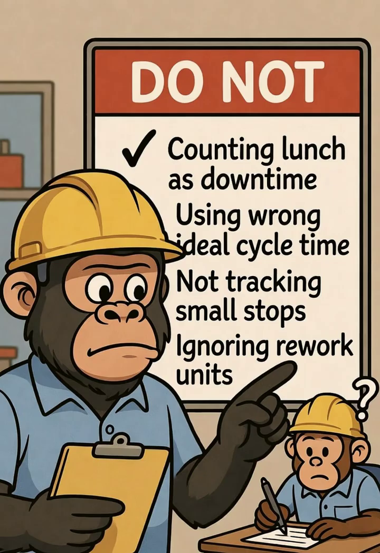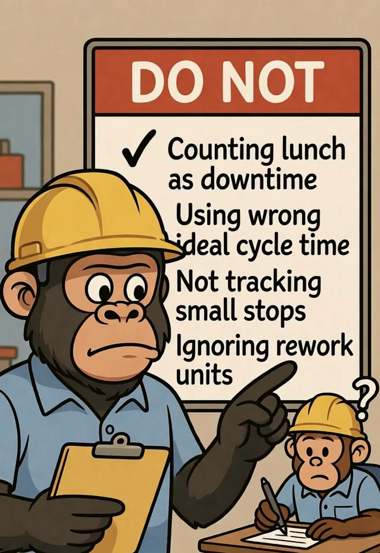Before we wrap up, let me tell you the most common mistakes people make when calculating OEE, because I see these all the time. Mistake number 1, counting unplanned time as downtime. If your shift is 8 hours, but there's a 30-minute lunch break, your planned production time is 7.5 hours, not 8. Don't count lunch as downtime. That wasn't production time in the first place.